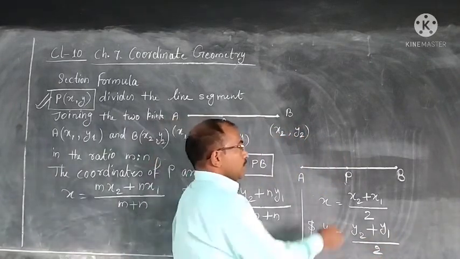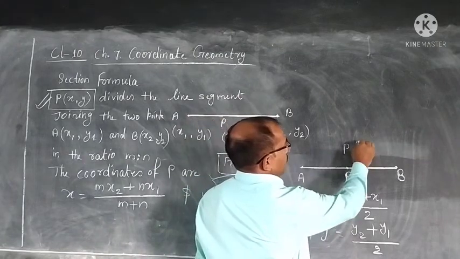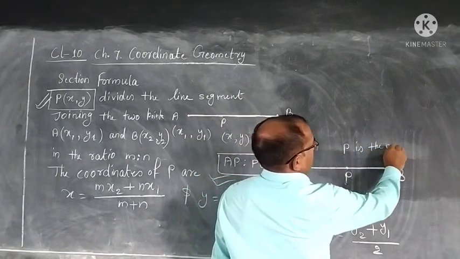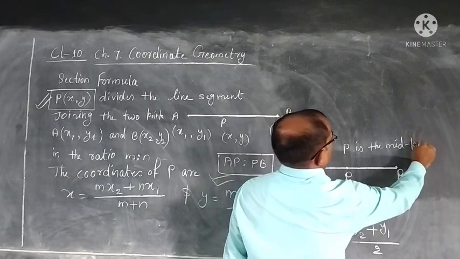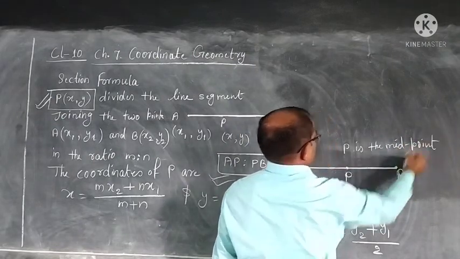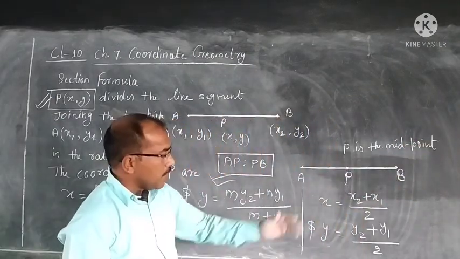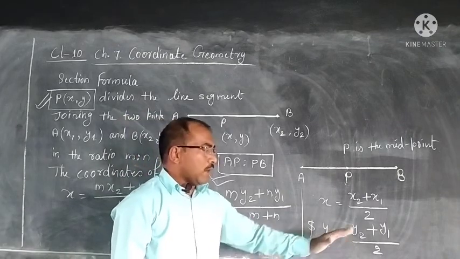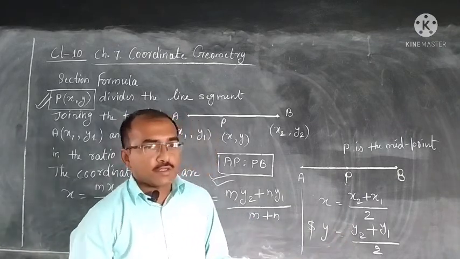So, hope you have understood. If P is the midpoint, then coordinate of P will be given by x equal to x2 plus x1 by 2 and y equal to y2 plus y1 by 2. Hope you have understood section formula.